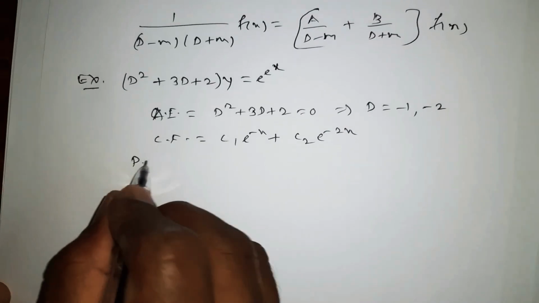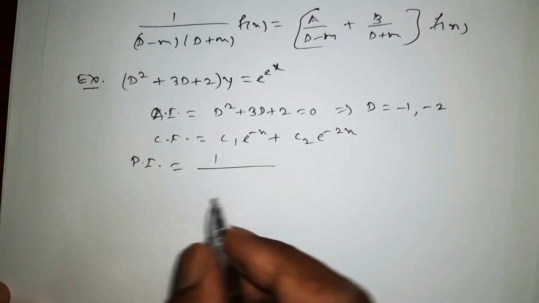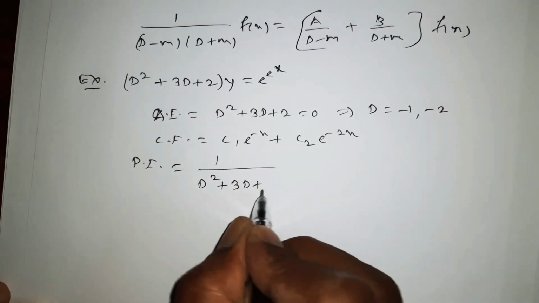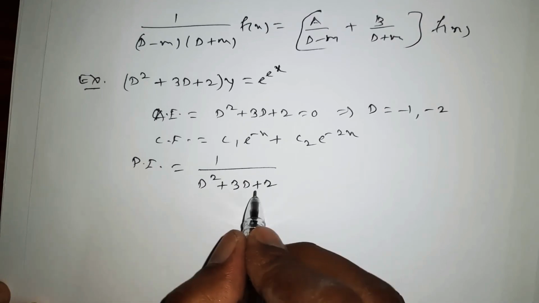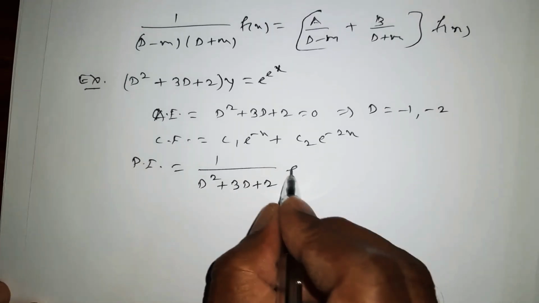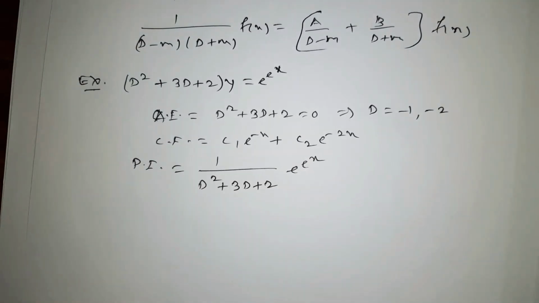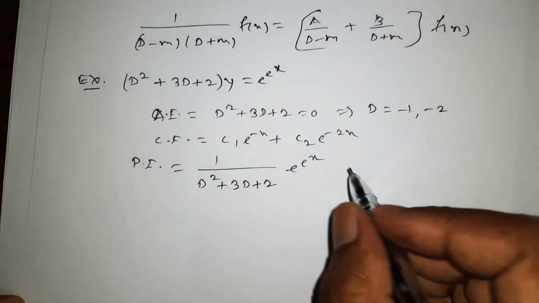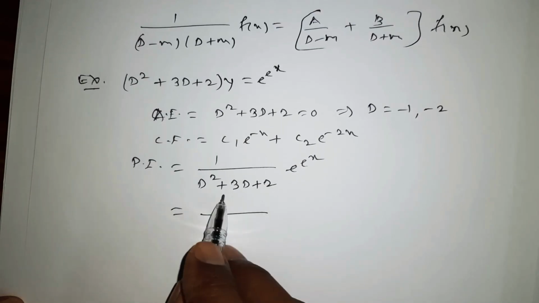Now find the particular integral. PI is equal to 1 upon d square plus 3d plus 2 operating on y, that's why 1 upon d square plus 3d plus 2 operating on e raised to x. If there is simple e raised to x, then no problem, you can use a shortcut method. But here, e raised to x, we don't have a formula for e raised to x. But for the general method, I need factors of this.